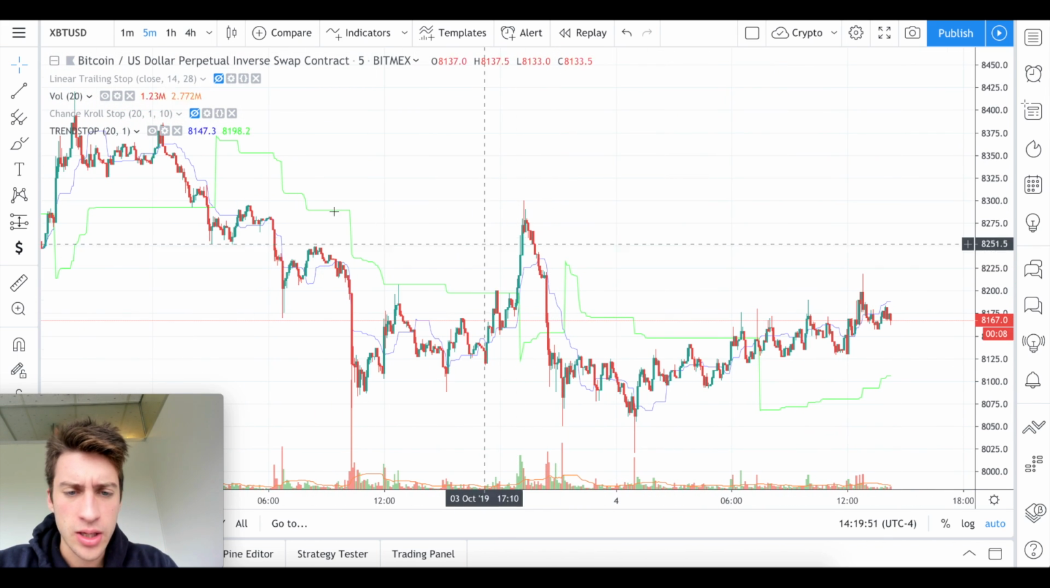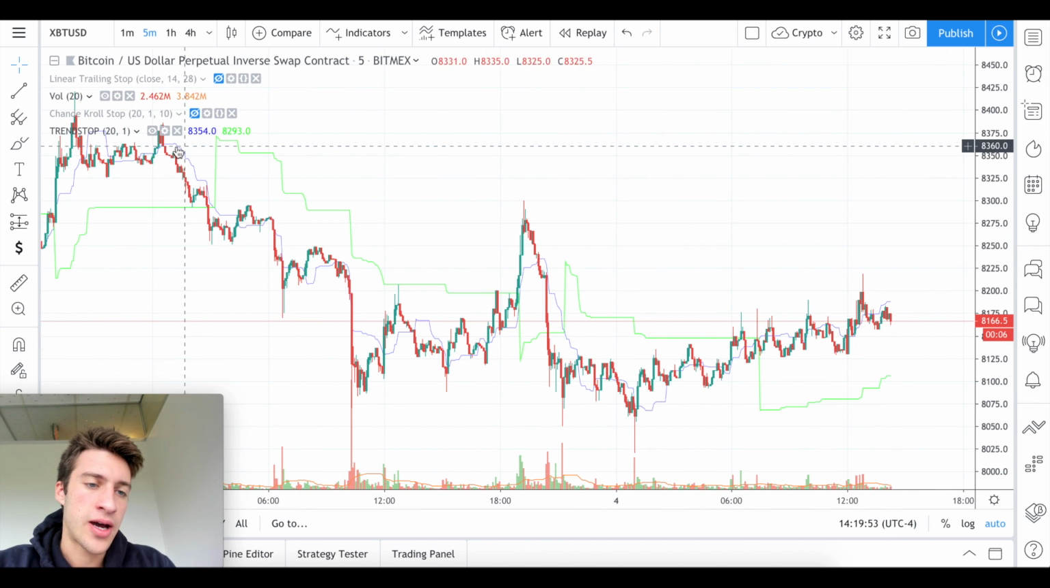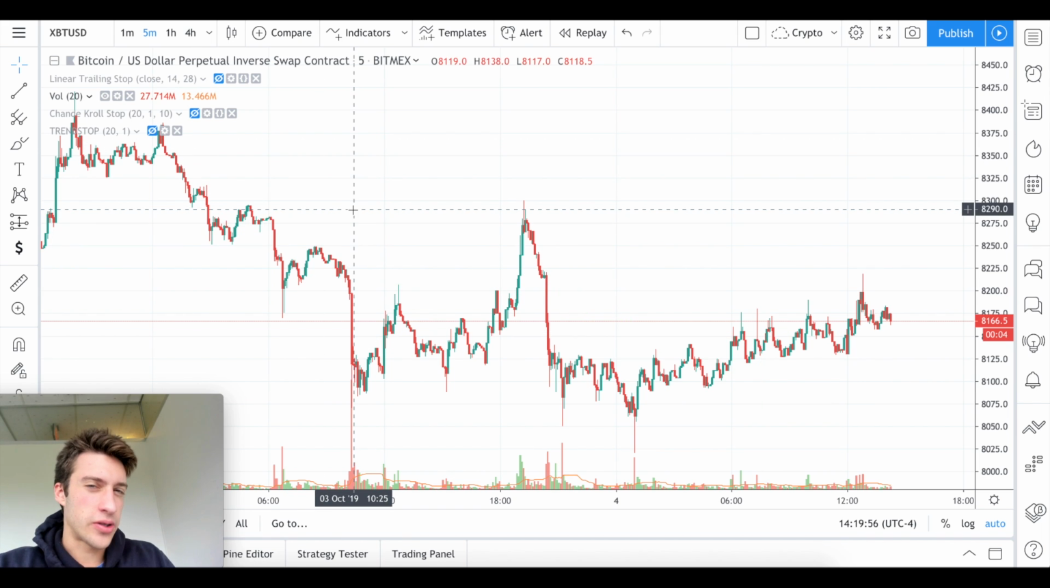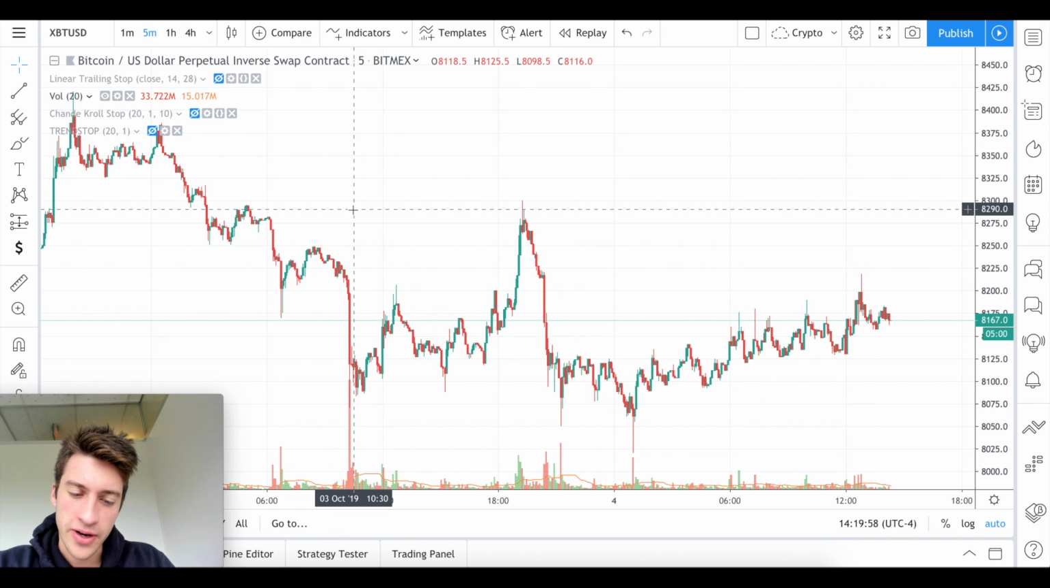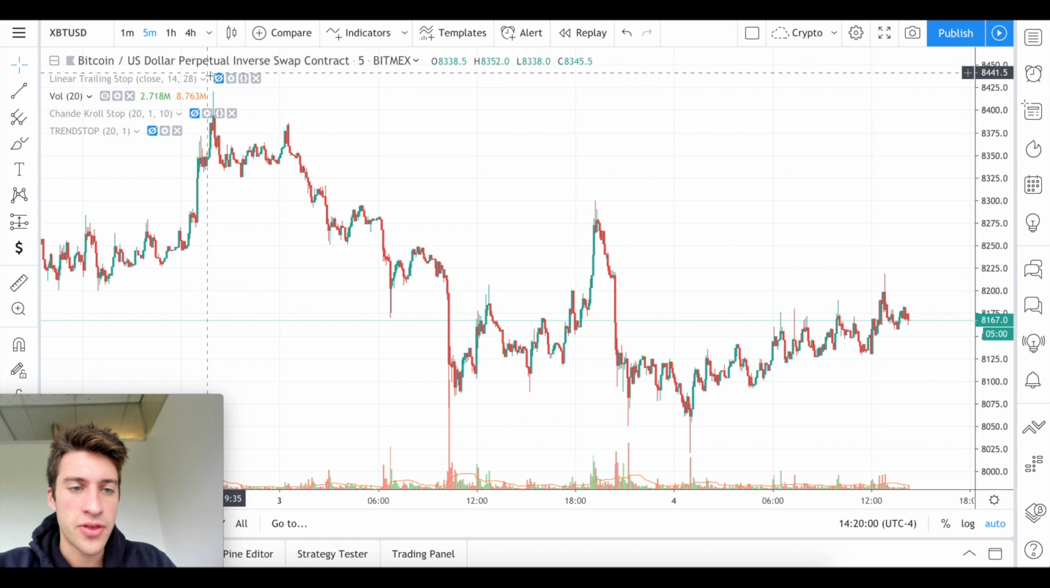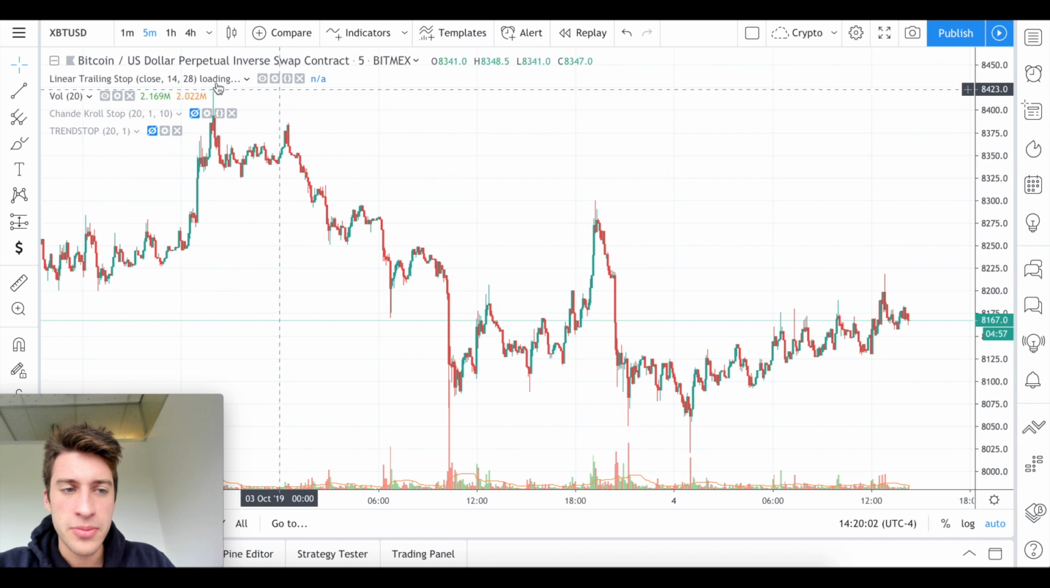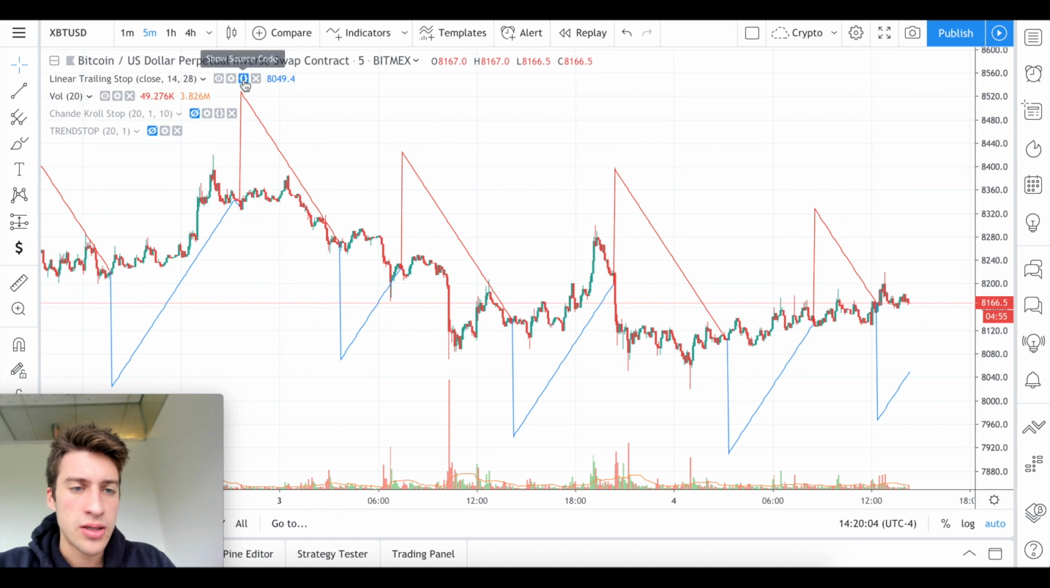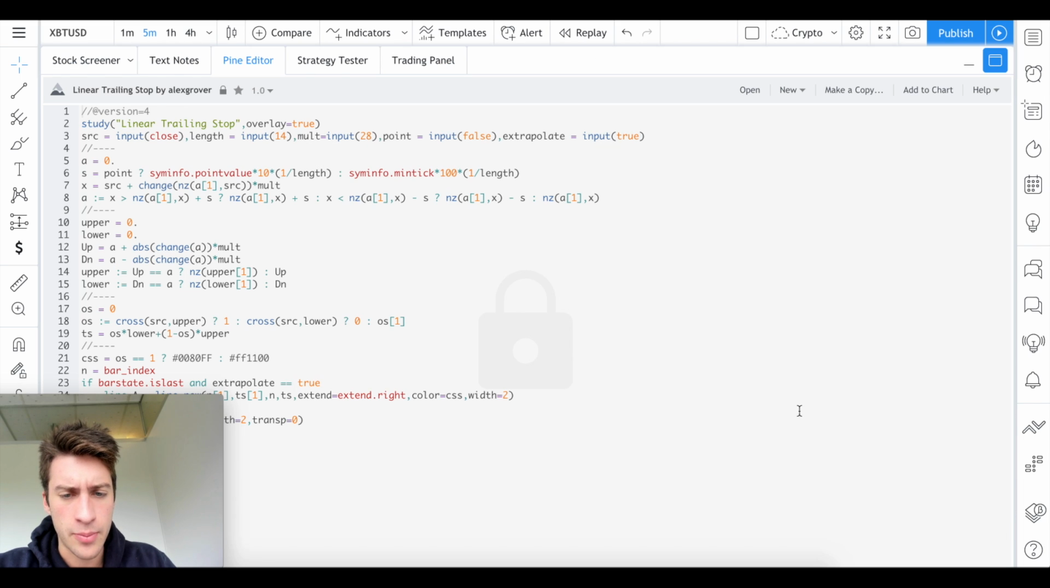Of these three, there's a lot of other ones that I found as well. There's also a volatility stop loss indicator, but I didn't find that one to be as helpful. But I have to say, of the three, my favorite is probably going to be the linear trailing stop. And we can go look at the source code here. I think it's a lot more in depth than the others, as you can see here.